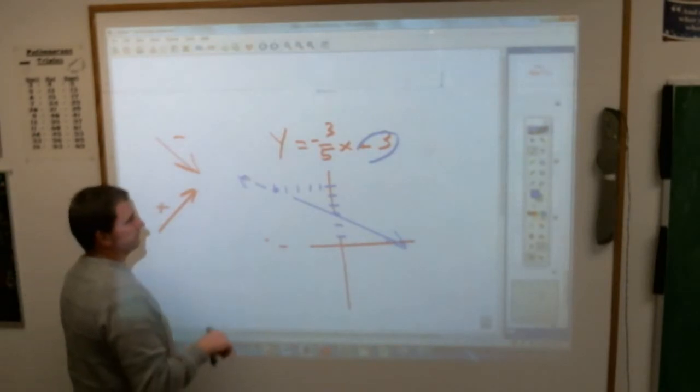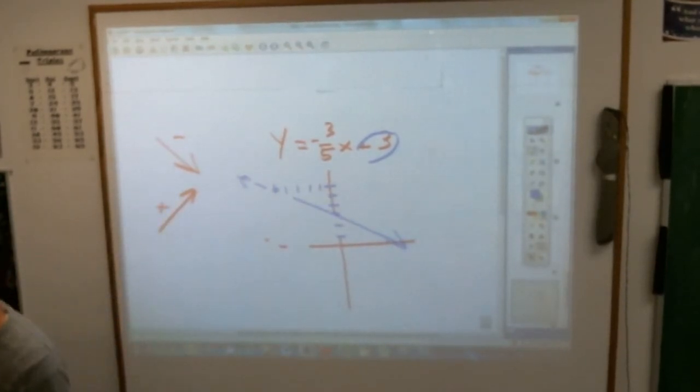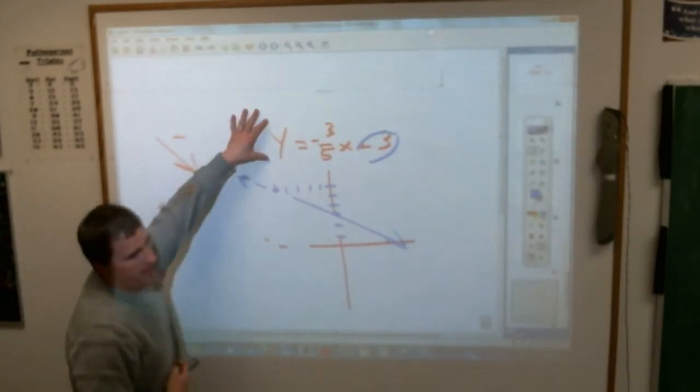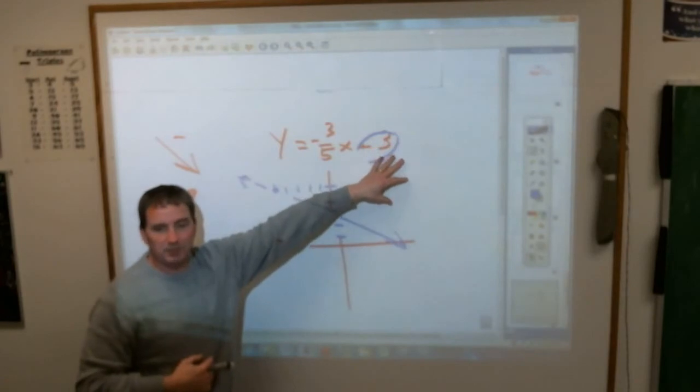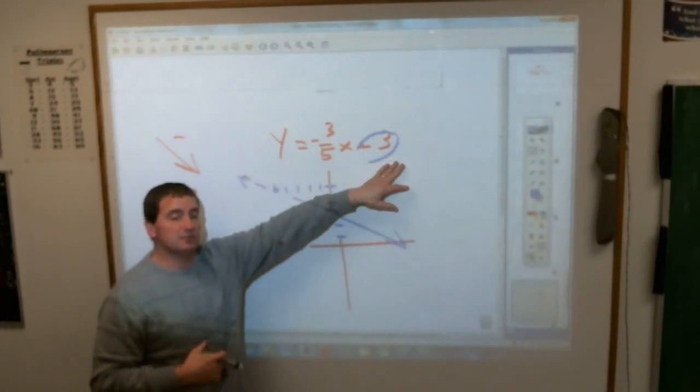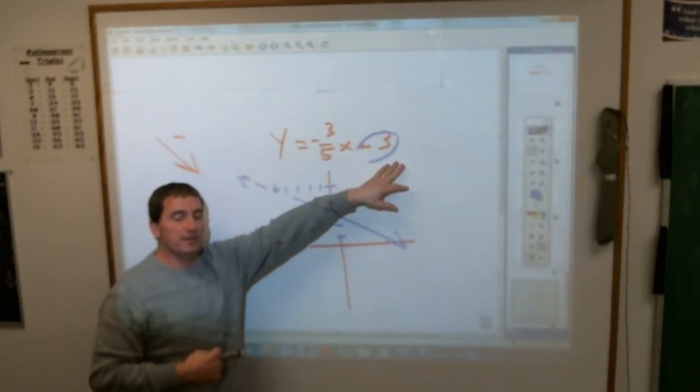Got that? Now, open your book to page 384. Because not only do you need to build a graph given this equation, but you've got to be able to look at a line and say what the equation of that line would be.